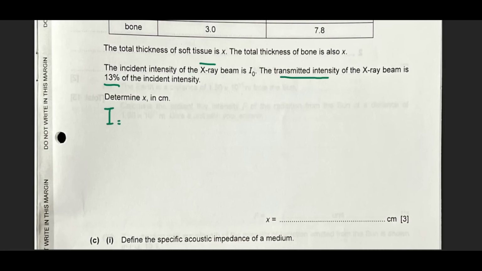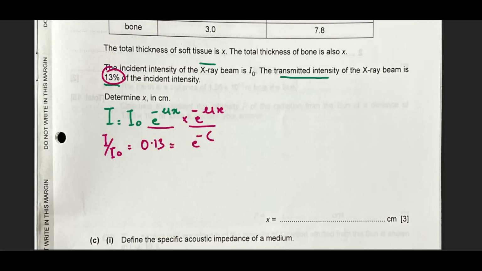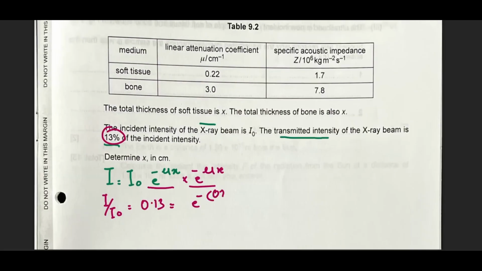So the equation goes I equals I naught e raised to power minus mu x. And there will be a compounding effect if there is more than one medium. Of course, we understand that there is bone and then there is flesh. So I divided by I naught is 13%. So this is 0.13 equals e raised to power minus mu, which is 0.22, times x, the thickness. We don't know the total thickness right now. So this is x multiplied by the compounding of the next medium, which is minus 3 times x.